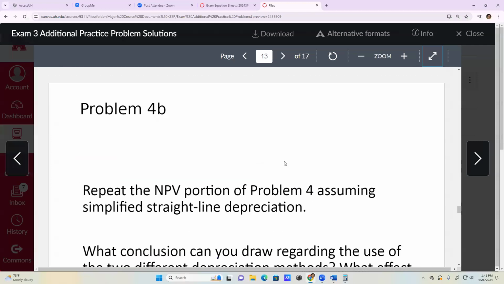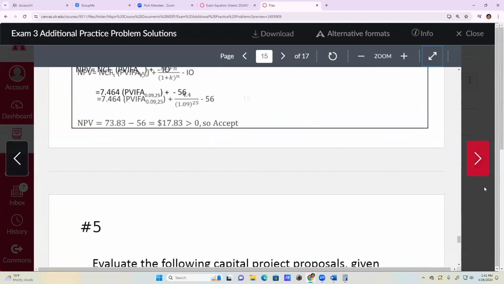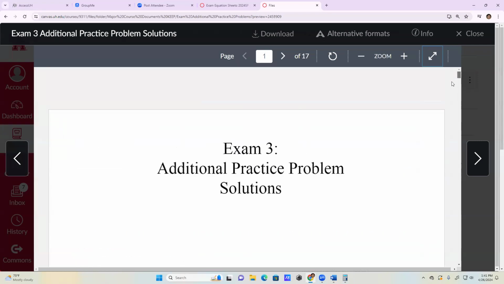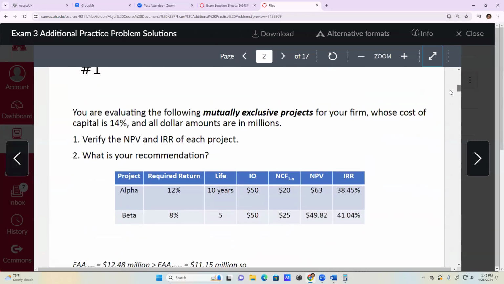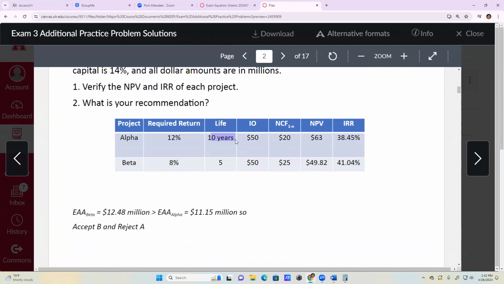Other than that, know when to accept the project and when to reject the project. Knowing that the NPV is always the best, right? The higher the NPV, the better. However, if they have different lives, so let's say this project has 10 years, but this project has only 5 years, you want to compare the EAA payment to see which one is better, not just looking at the NPV. NPV is only valid when you compare it with projects having the same life.